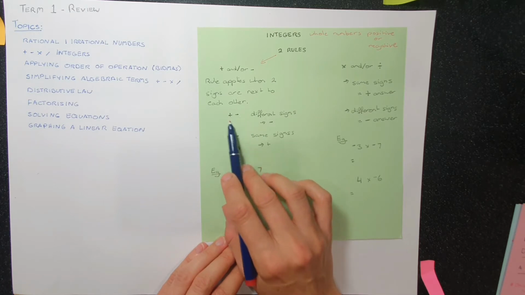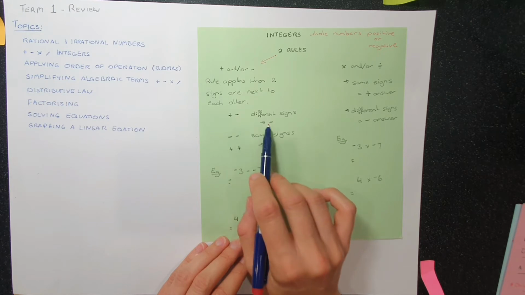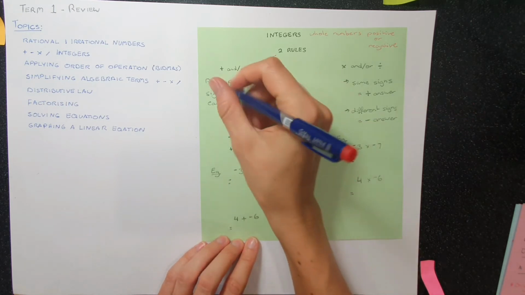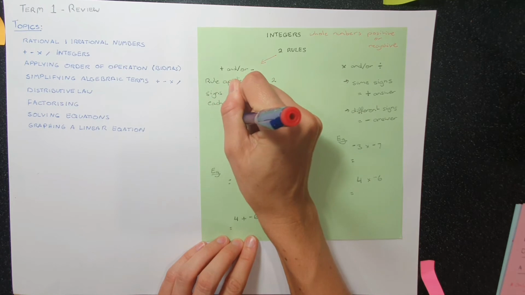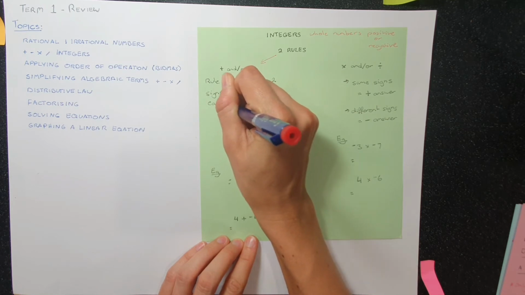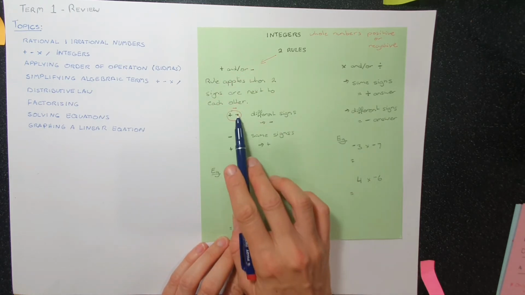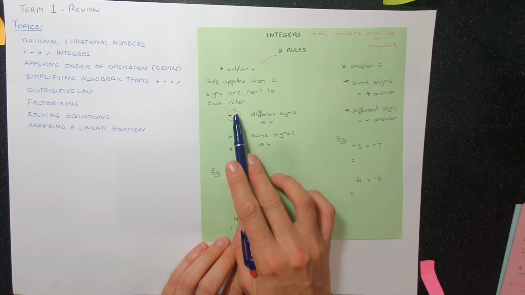When the signs are right next to each other and they're different, this sign here becomes a negative. So we circle them and it becomes a negative or a takeaway. So when the signs are different, it's a negative or a takeaway.